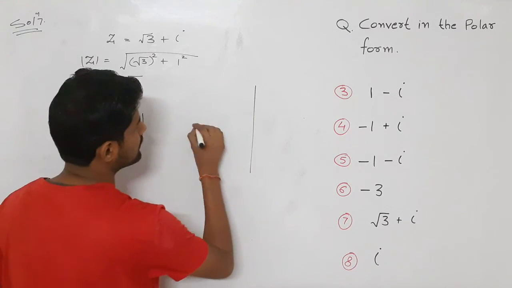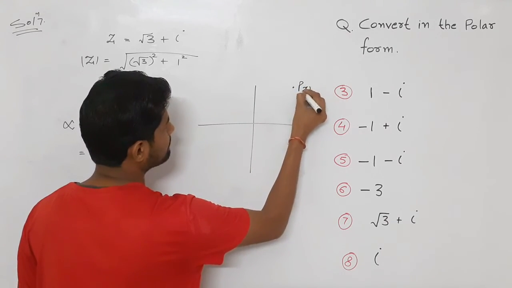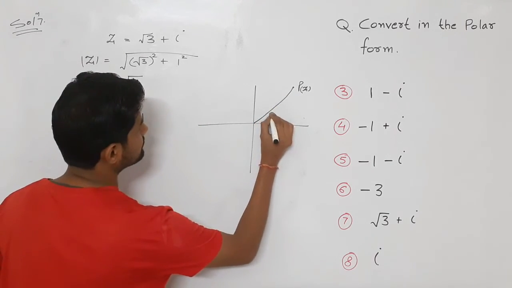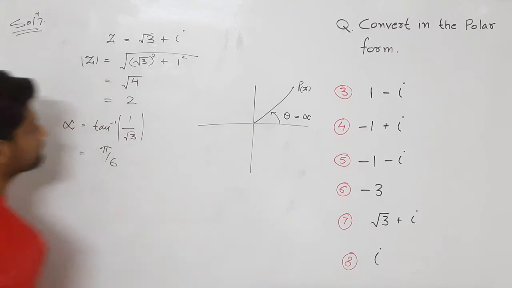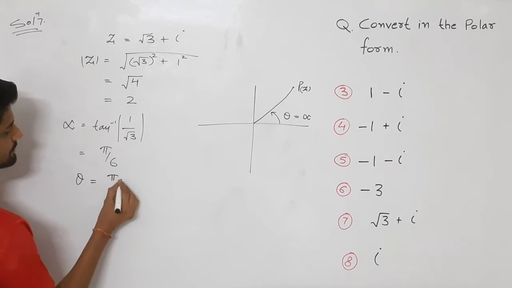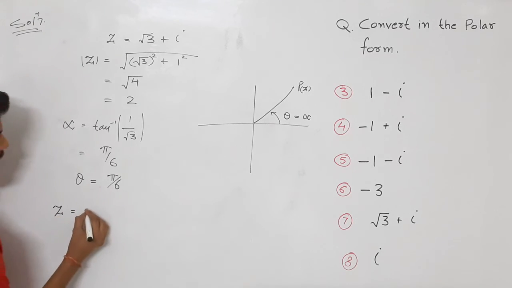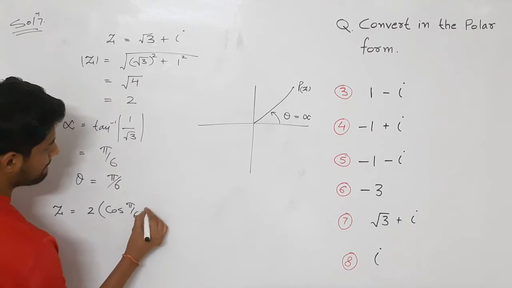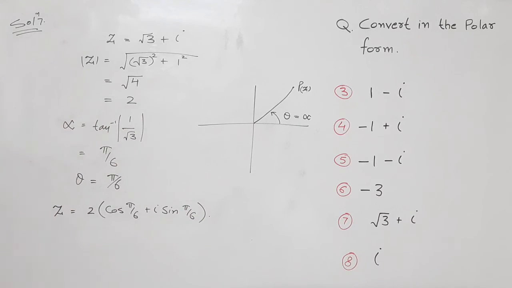Now we will see in which quadrant this complex number lies. So this lies in first quadrant, A is positive, B is positive. And in this case, theta will be same as alpha. Right? So theta or principal argument will be pi by 6. Now I can write this complex number in polar form as 2 into cos pi by 6 plus iota sine pi by 6. Okay.